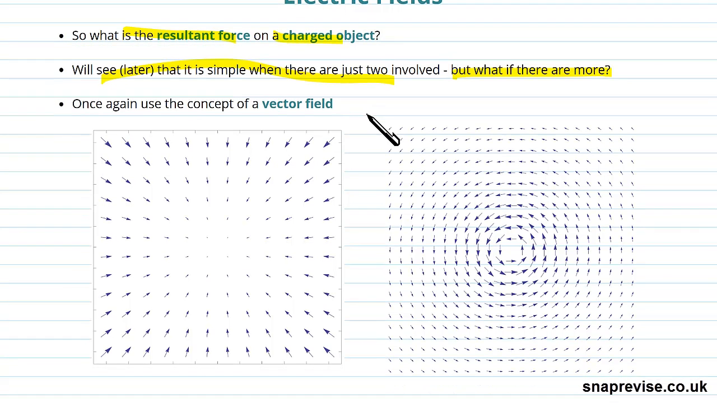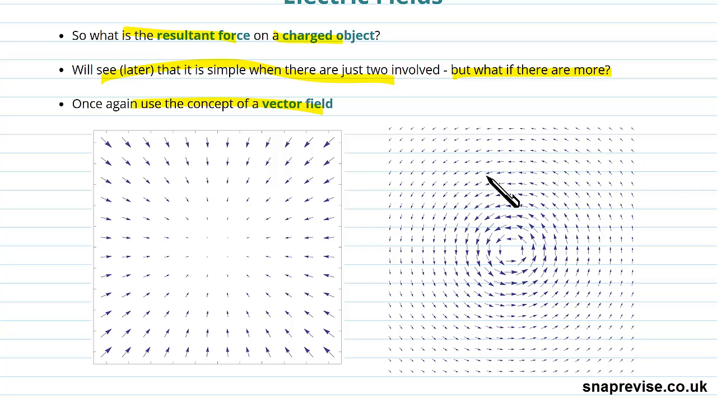And so what we do is we use the concept of a vector field again. Remember, we did this for gravity. We said that a vector field is essentially every point in space has a vector associated with it, and that vector tells us how, for gravity, a mass would move in that field. And so this is basically what we have for electric fields as well.